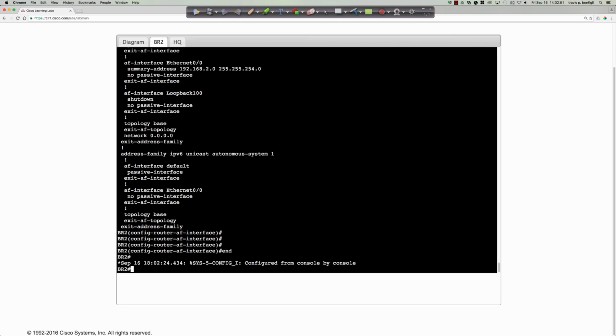Also remember that when you use the shutdown command under an AF interface, you're not shutting the physical interface down. You're simply shutting the EIGRP process, which may be running on that interface, down. And that's when you don't want the interface to be advertised. For something you want to apply to all interfaces, go under AF interface default.